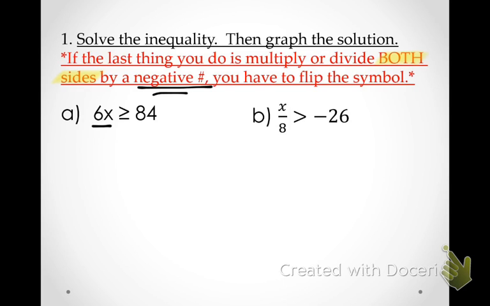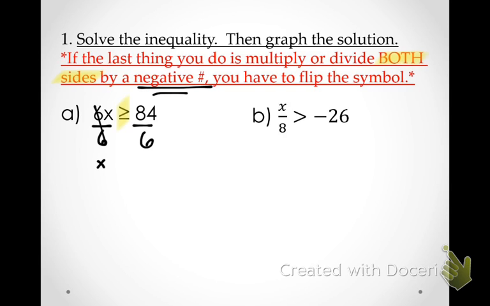Now remember our third rule that we had, what you do to one side, you must do to the other side. You've got to be fair and do it to the other side, okay? So what happens to the 6x over 6? It cancels out because 6 divided by 6 is 1, so I'm left with an x.